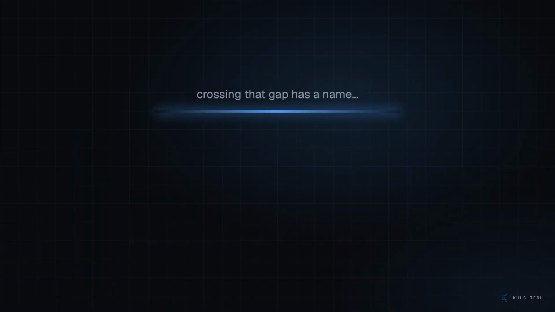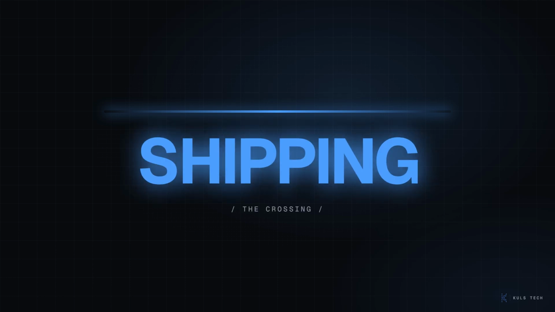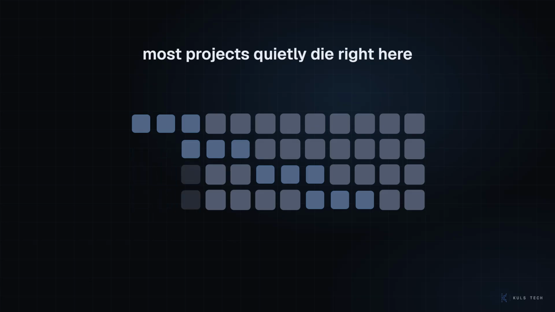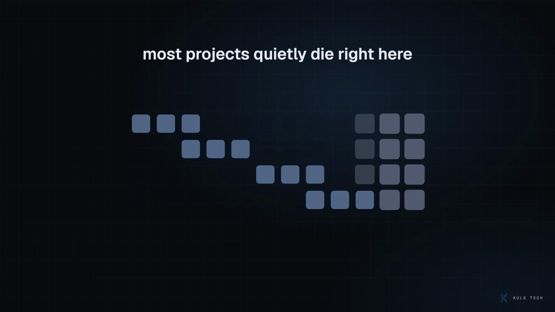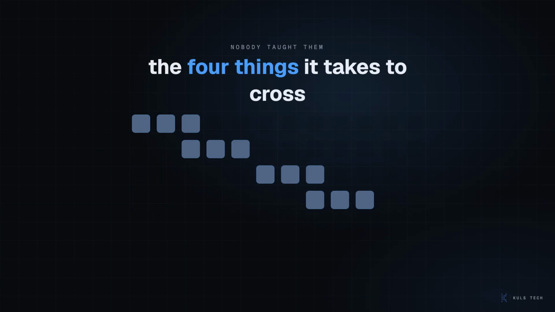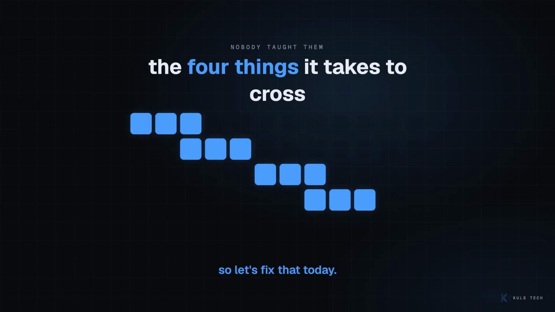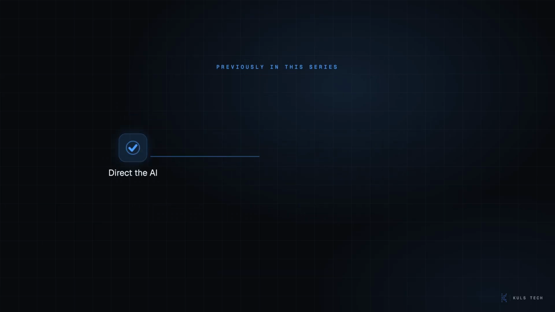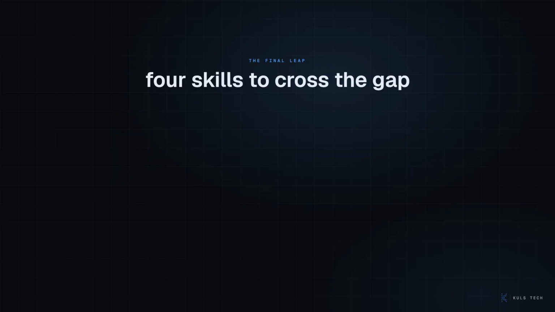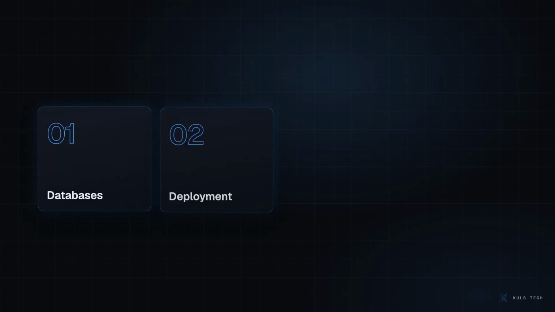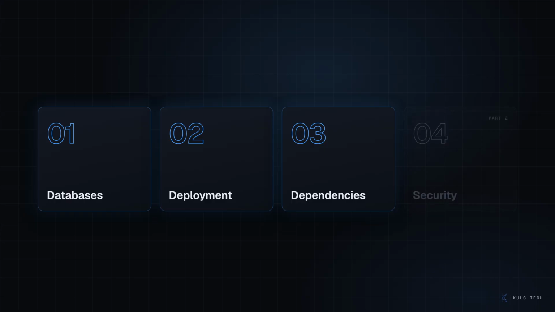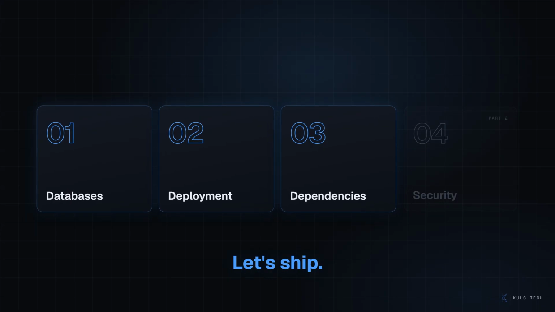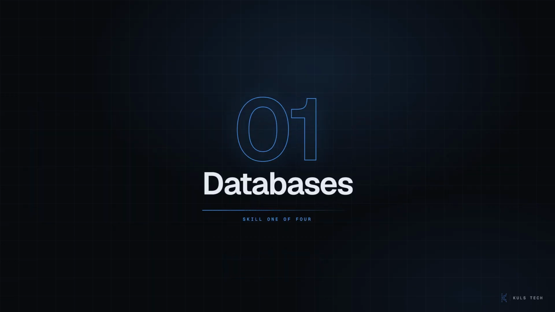Crossing that gap has a name. It's called shipping. And most projects quietly die right here at the edge because nobody ever taught them the 4 things it takes to cross. So let's fix that today. So far in this series, we've directed the AI, we've laid the foundations, and we've learned to keep our app from falling apart. This is the final leap, actually getting the thing out into the real world in one piece. 4 skills. Let's ship. First, databases.